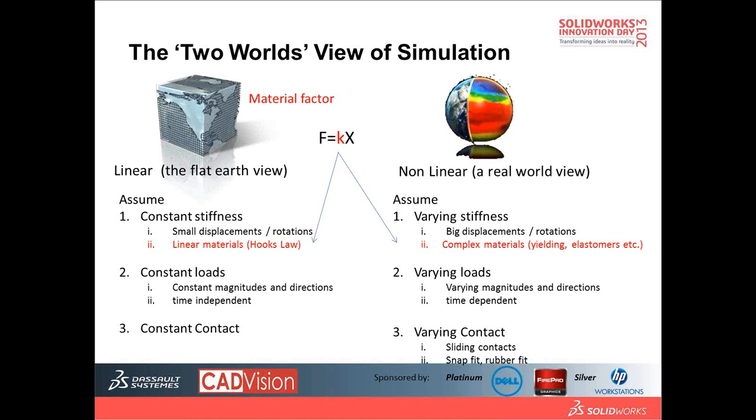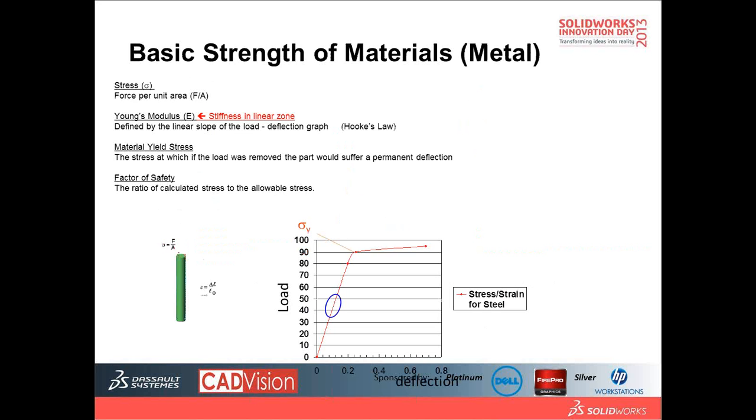Okay, let's have a look. Let's take metal, for example. This is a typical material stress strain relationship. So we have the stress, which is the force per unit area, which is the loading. And we have Young modulus, right? Young modulus can be interpreted as the stiffness of the material in the linear zone. You can see on the blue circle, this is a very straight line. This is a constant Young modulus.